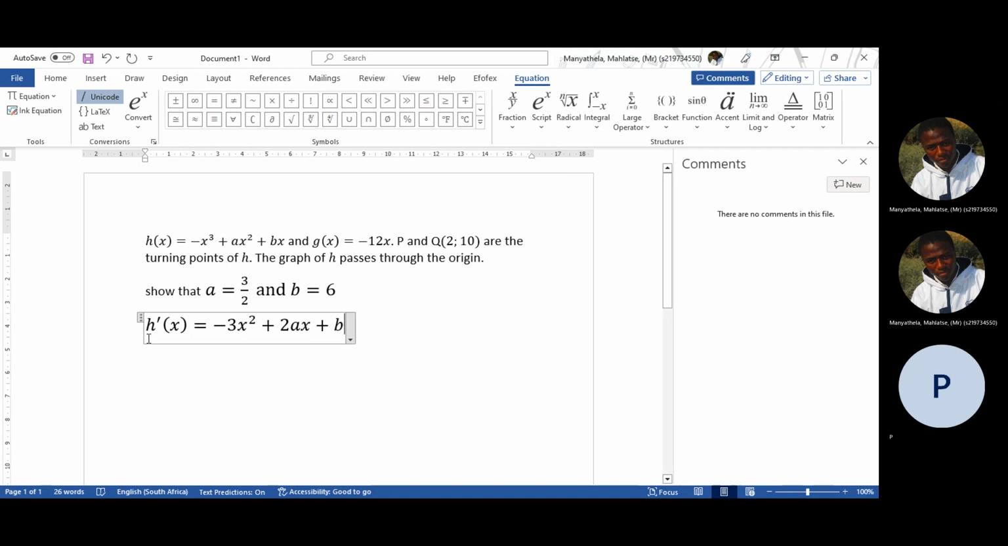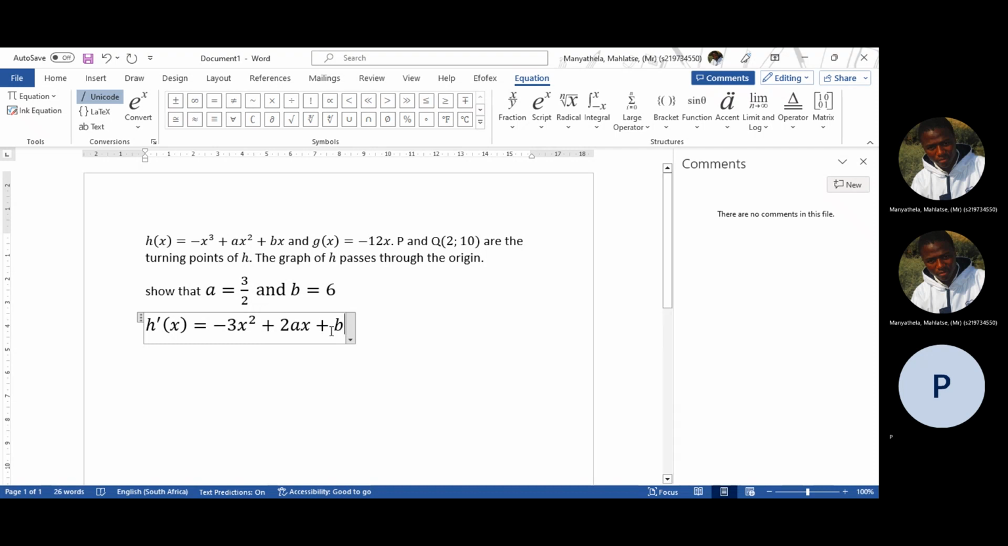This is the derivative of the function. So if x is equal to 2 in the derivative, the value of y is 0. Because whenever we're calculating the turning points of a cubic function, we derive, and then to find the value of x, we equate the derivative to 0.